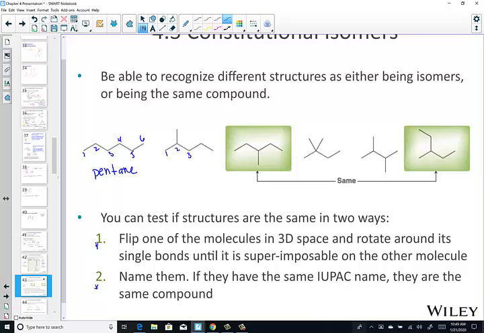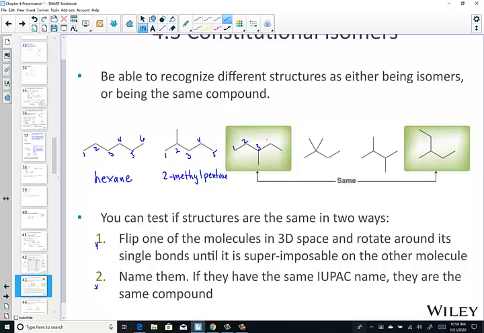Here, I have a 5-carbon... Oh, Linda, counting. I made myself laugh. This is hexane all day long when you count to 6. So, more coffee. This we would have 2-methylpentane. These are not the same name, therefore they are constitutional isomers.